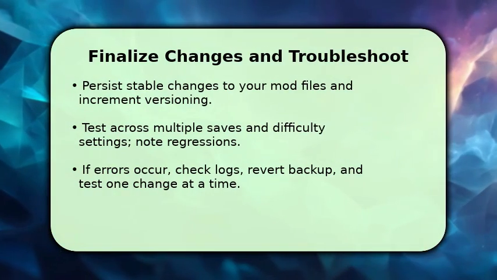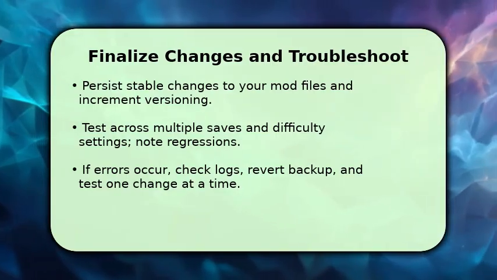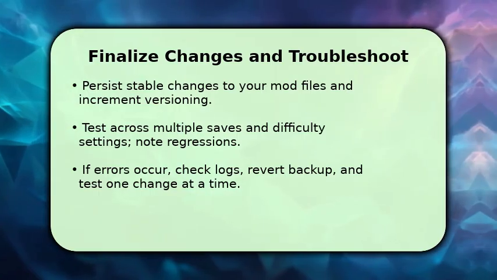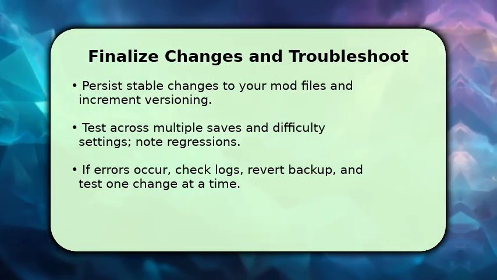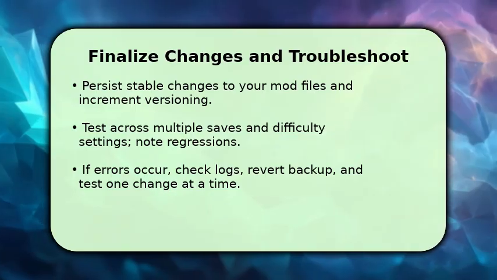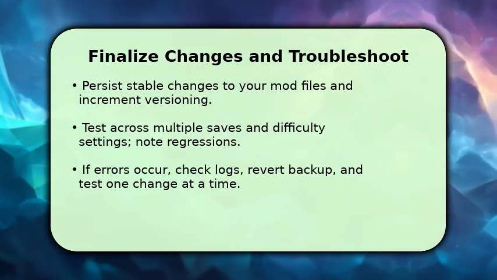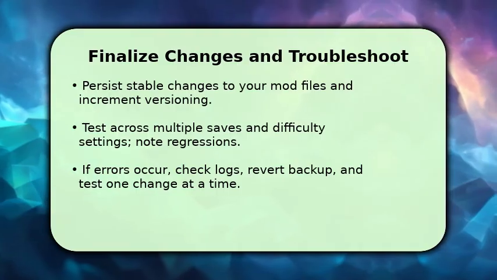Save stable edits to your mod files and bump the version so you track iterations. Then test across different saves and difficulty settings to confirm no regressions. If something breaks, consult the console and game logs for stack traces, revert to your backup, and reintroduce a single change at a time to isolate the fault.